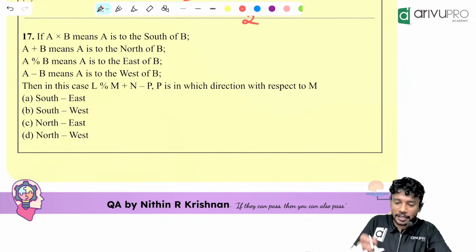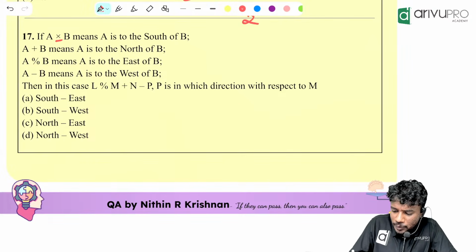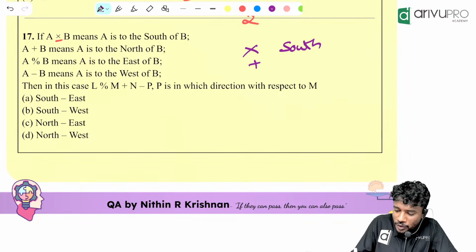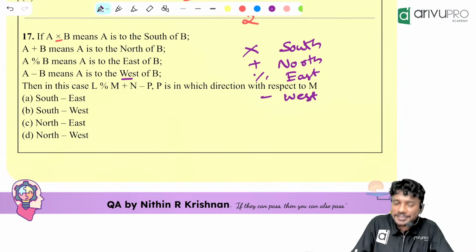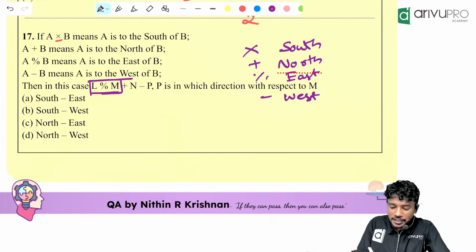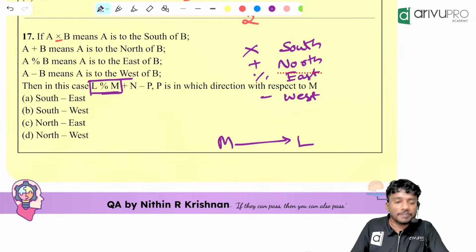Okay, next one. Into means A into B means A is south. I will write into is south. Then plus means what? North. Then percentage means what? East. Then minus means what over here? West. Okay, it is a coding based question. Now tell me, L percentage M means L is east of M. Correct? With respect to M, L is east.